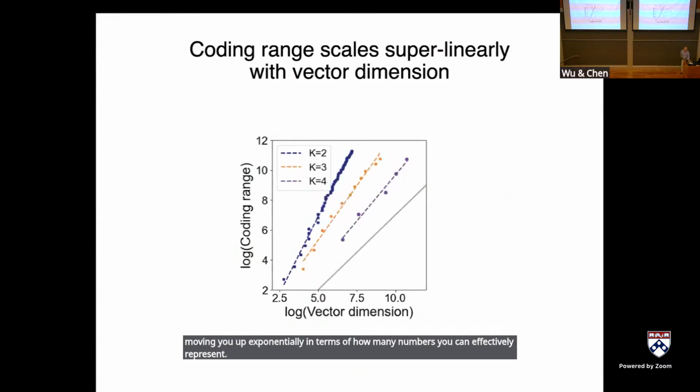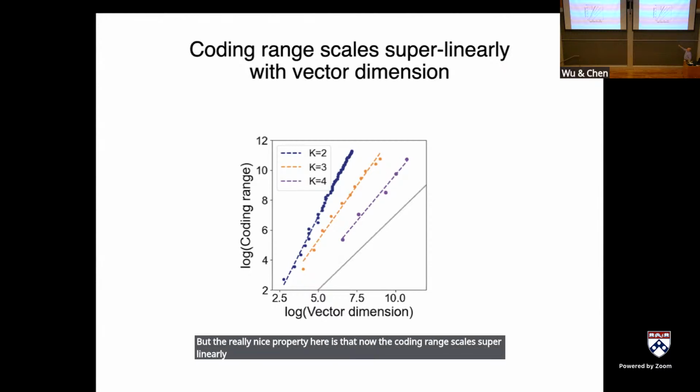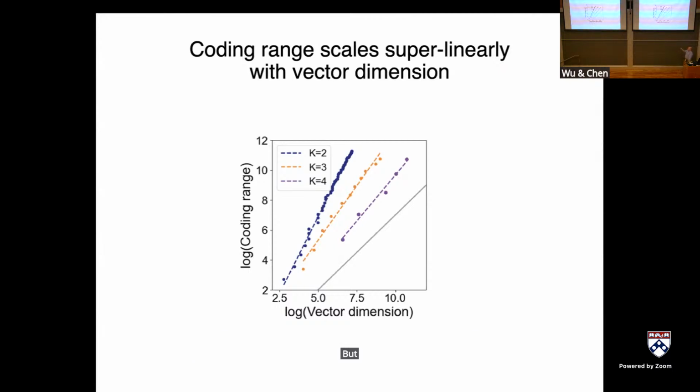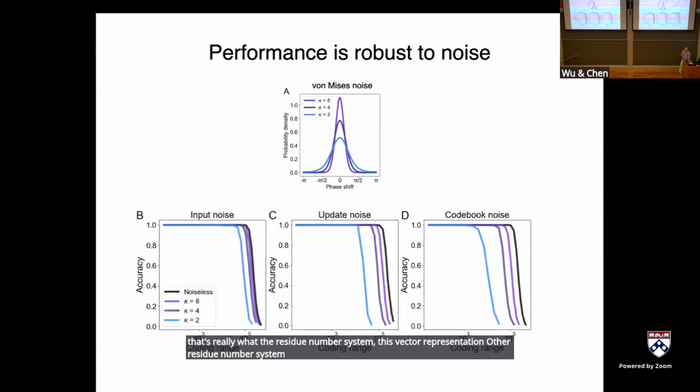But the really nice property here is that now the coding range scales superlinearly with the vector dimension. Otherwise it would have scaled linearly, which is not such good news. But now with a modest addition to the dimensionality, we can get a much stronger boost in the dynamic range of distances we can code over. So that's really what this vector representation of the residue number system is affording us.